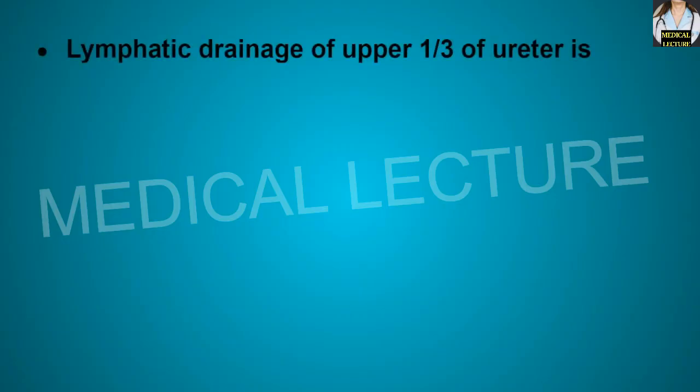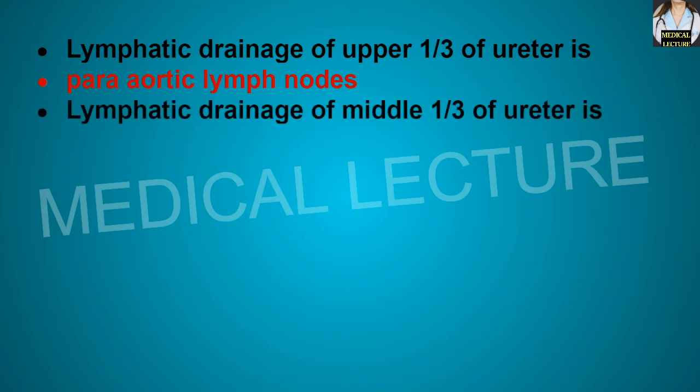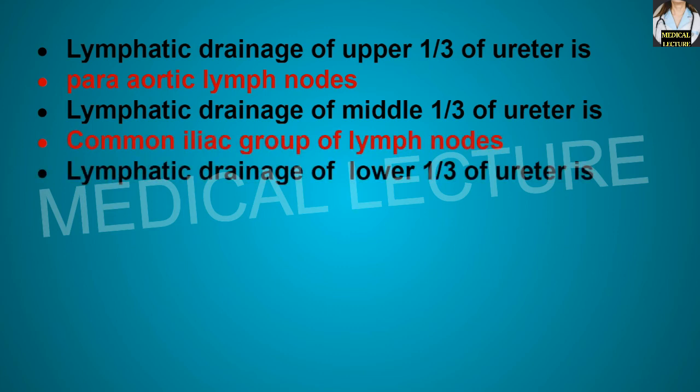Lymphatic drainage of the upper 1/3 of the ureter is to para-aortic lymph nodes. Lymphatic drainage of the middle 1/3 of the ureter is to the common iliac group of lymph nodes. Lymphatic drainage of the lower 1/3 of the ureter is to the internal and the external iliac lymph nodes.